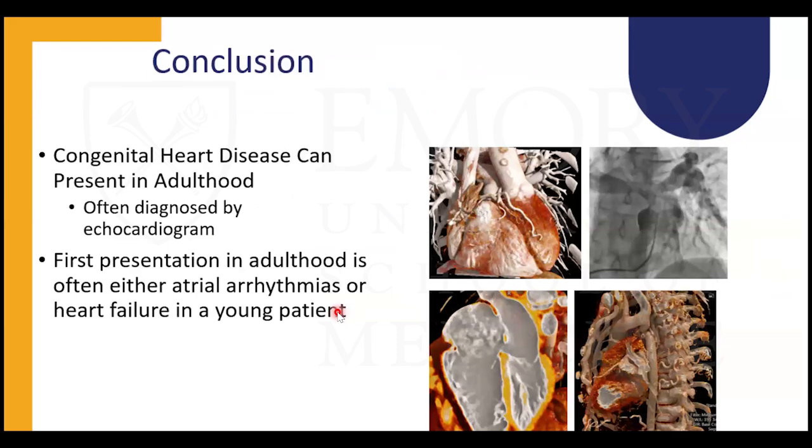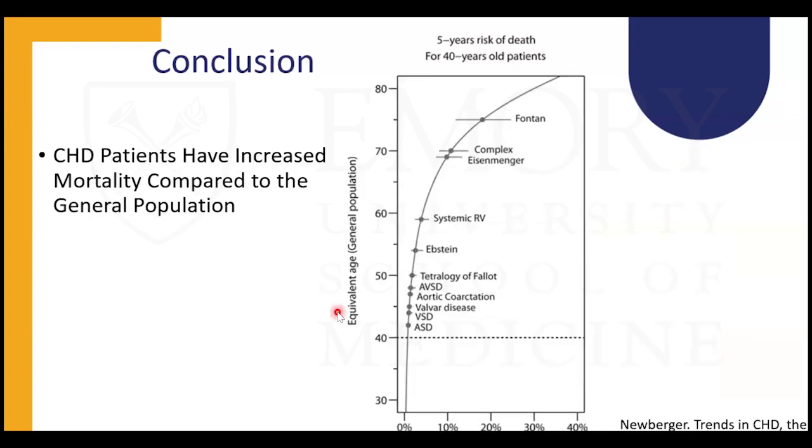So in conclusion, congenital heart disease can present in adulthood. It's often initially diagnosed by an echocardiogram, with the initial presentation often being atrial arrhythmias or heart failure in a young patient. If we look at congenital heart disease across all different types, there's an increased mortality when you compare it to the general population. And so what this figure showed is, for a patient at age 40, what is the equivalent age across different conditions?